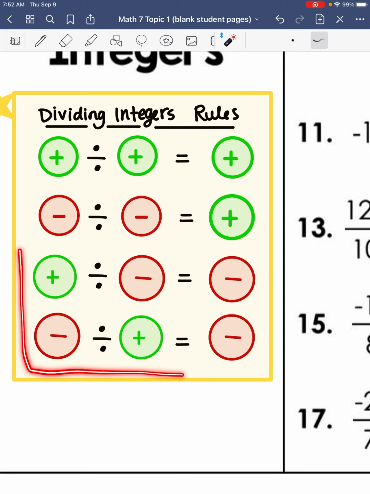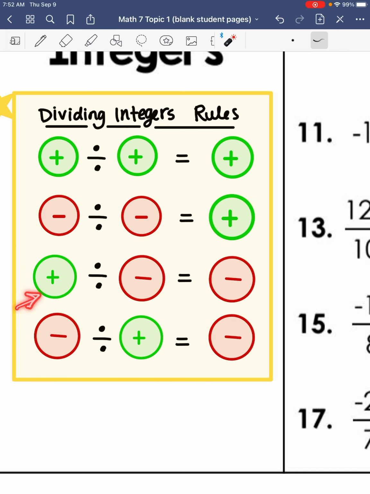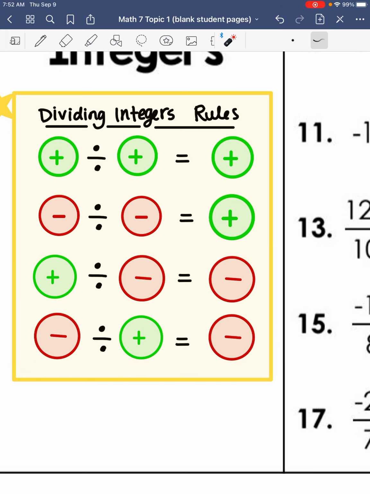But let's look at the next two rules. If I take a positive integer and divide it by a negative integer, my quotient is negative. If I flip-flop that and take a negative integer and divide it by a positive integer, my quotient is negative. So when the signs are different, the answer will be negative. The quotient is negative. These are the exact same rules that we use with multiplication, so you should be familiar with them. Now let's put them into practice.